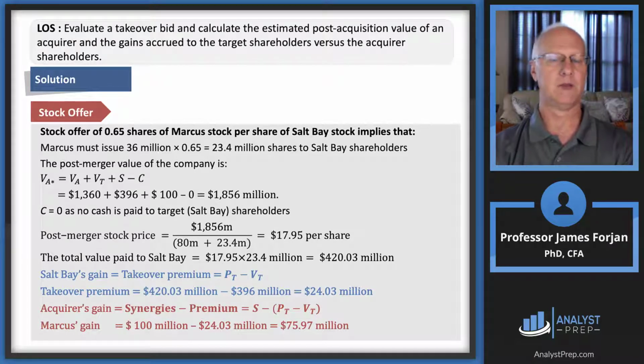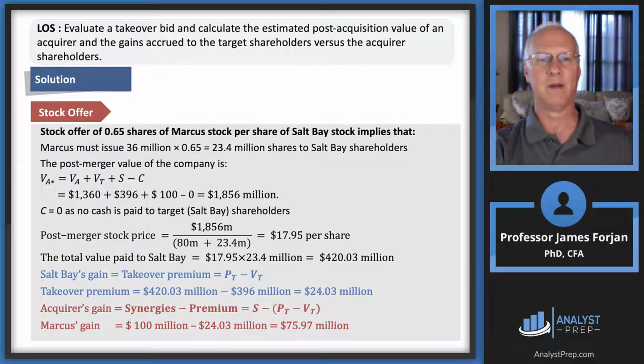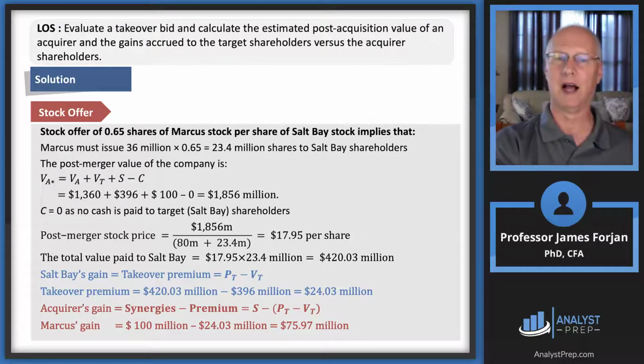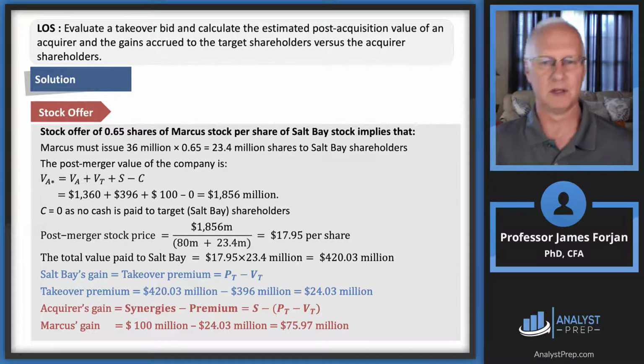Now, let me just make a side comment here. What we're going to have to do is pick up the phone and call the board of directors and say, hey, by the way, do you have an extra 24 million shares that have been authorized? Remember, there's an authorized, there's an outstanding. So the board may have to authorize some extra shares out there, but that's completely irrelevant to this LOS.